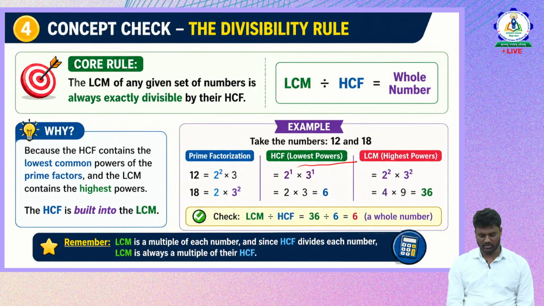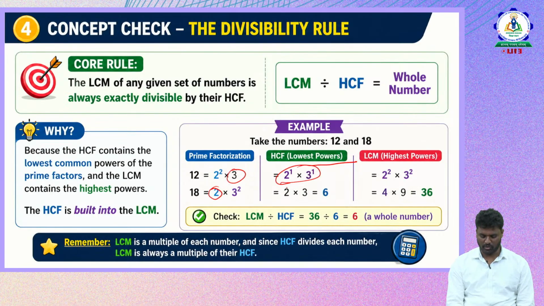Can you tell me what the lowest powers are? So 2 is nothing but 2 to the power of 1. 3 is nothing but 3 to the power of 1. Okay, so that means 2 to the power of 1 and 3 to the power of 1 are the lowest powers of the numbers, of the factors of 12 and 18.